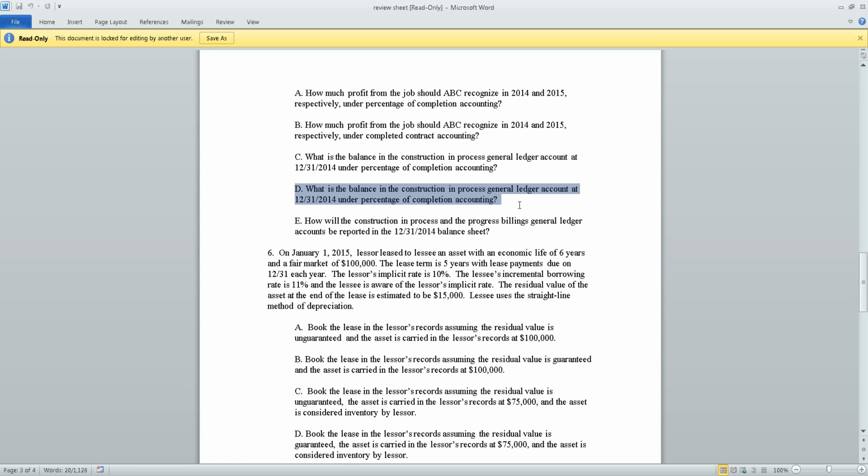D should say what's the balance in the construction in process account at December 31st, 2014 under the completed contract method. I goofed up. I did not change that from percentage of completion to completed contract. So I'm going to answer it the way I intended it to read, not the way it actually reads. I'm going to answer it in terms of the balance in the construction in process account under completed contract accounting. And then finally, how will the construction in process and the progress billings general ledger accounts be reported in the December 31st, 2014 balance sheet?